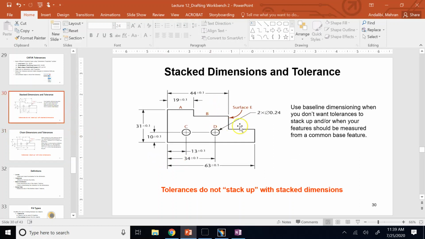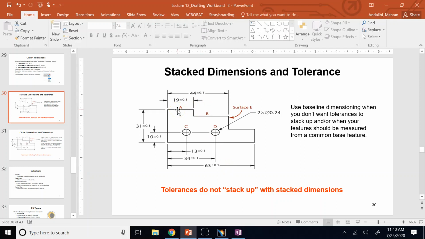But in stack method, we did not have such a limitation. Why is that? I mentioned I'll tell you later when we get to tolerances. So now that's the time. Here, let's say the dimension of this one is 19, the next one is 44, and the last one is 63. Good. And I give plus minus 0.1 for each and every one of the dimensions, and ask the manufacturer to make it.